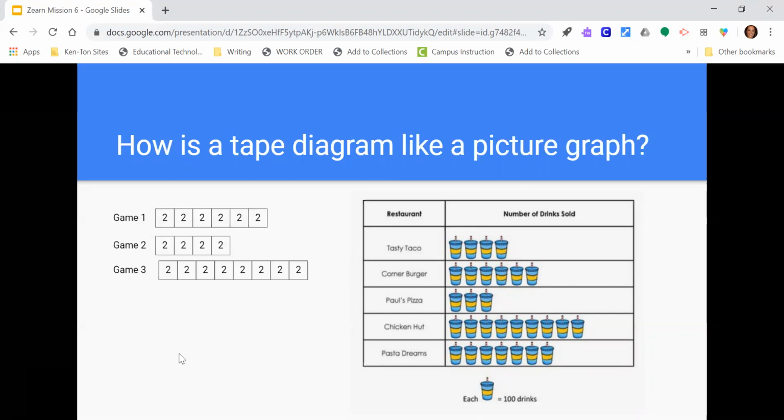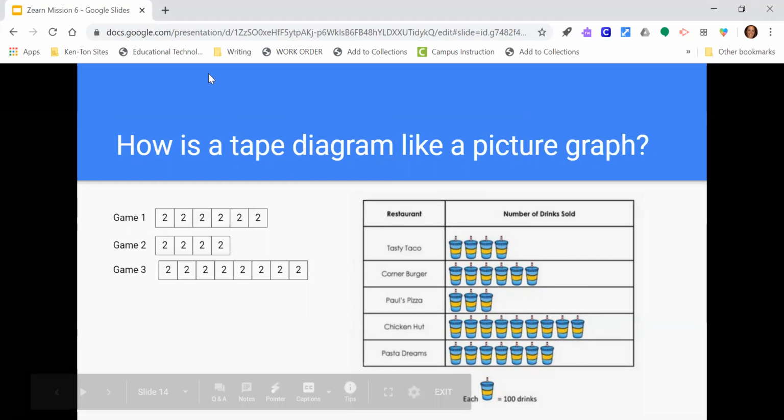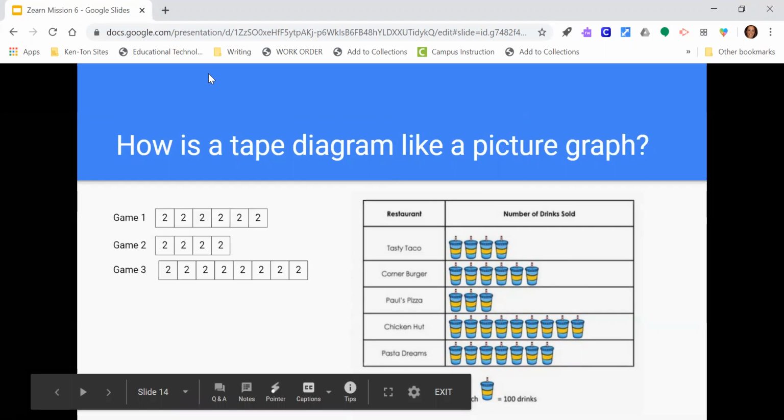So is a tape diagram like a picture graph? Why or why not? I hope you have a great day of learning today, and I can't wait to see the work you're doing.